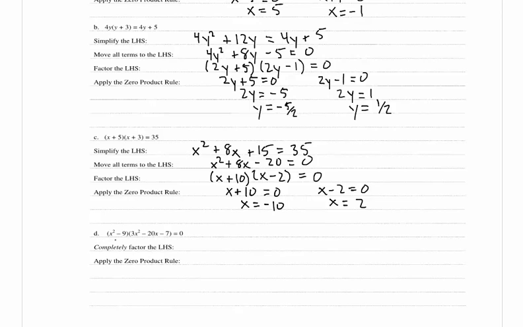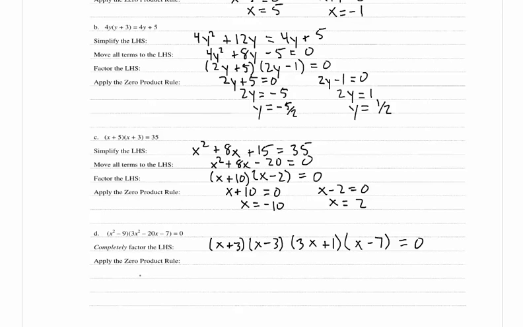In D, we have x squared minus 9 times 3x squared minus 20x minus 7 is equal to 0. And the first thing they want us to do is factor completely. X squared minus 9 is a difference of two squares, and it factors to x plus 3 times x minus 3, and 3x squared minus 20x minus 7 factors to 3x plus 1 times x minus 7, and that's all equal to 0.